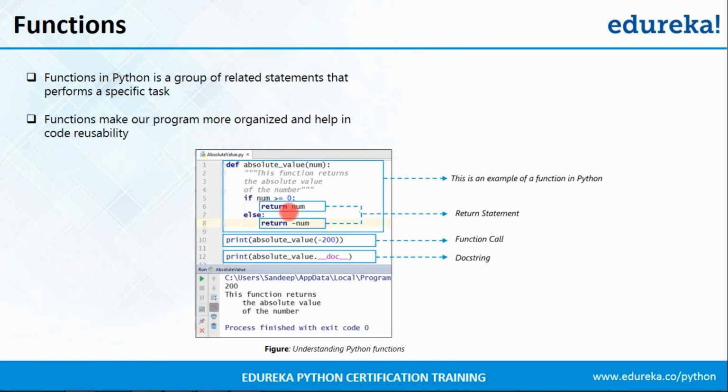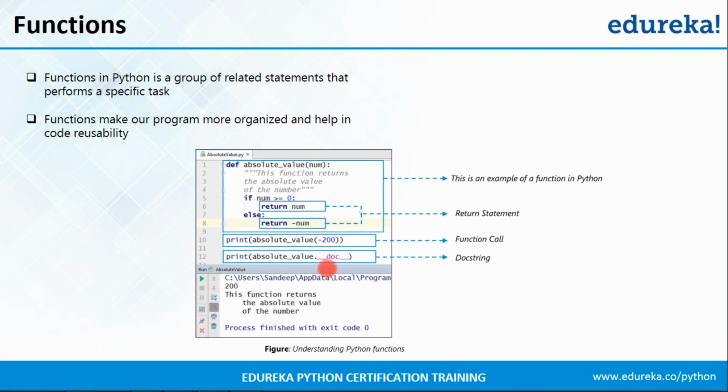So this is my function body, inside which I have written my code: if num is greater than or equal to 0, return num, else return minus num. It is going to give me the absolute value, not the sign. This is the logic that I have written. Then in order to call a function, I'll just write the name of the function and pass an argument. I have passed minus 200, so this will get passed in here and it will execute this function.